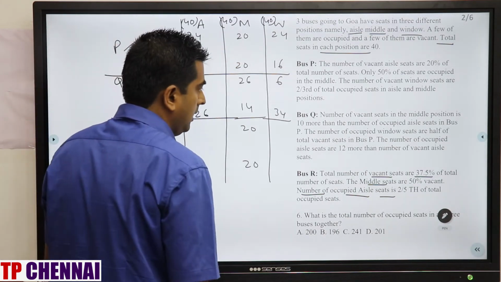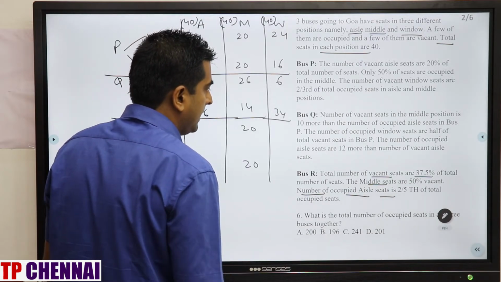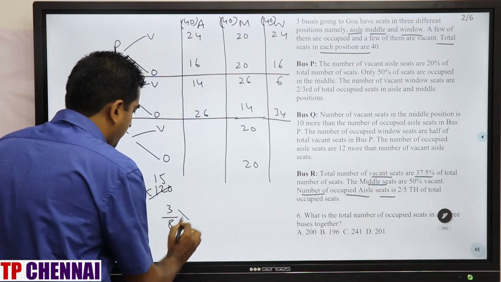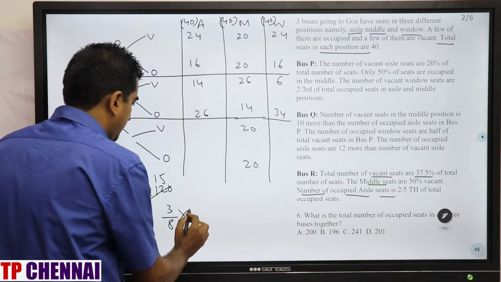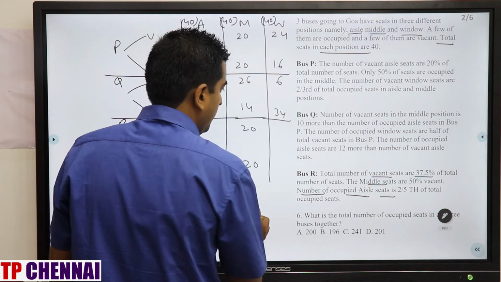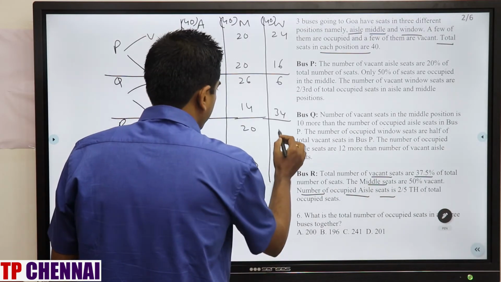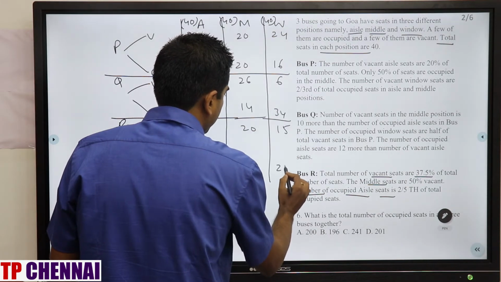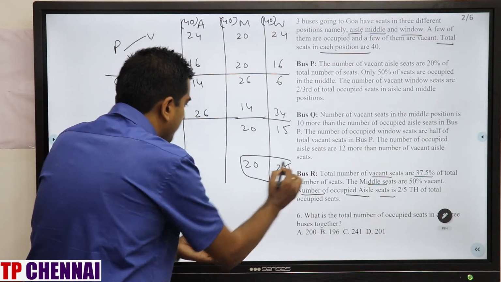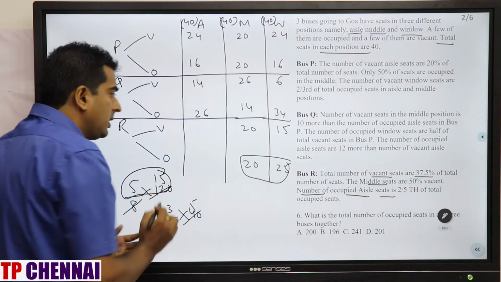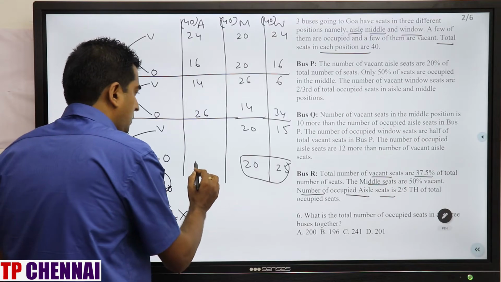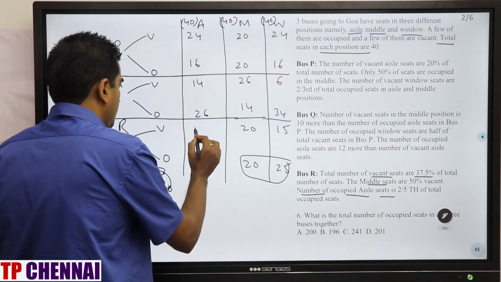75 is nothing but the total number of occupied seats. And before that, the total number of vacant seats is 37.5%, which is 3 by 8 of the total number of seats, that is 45. Vacant in window is how much? 15. So this is how much? 25. Occupied in middle and window is 45. And the total is 75, so remaining is how much? 30. 2 by 5th of 30 is how much? 12. If this is 12, then what about this one?